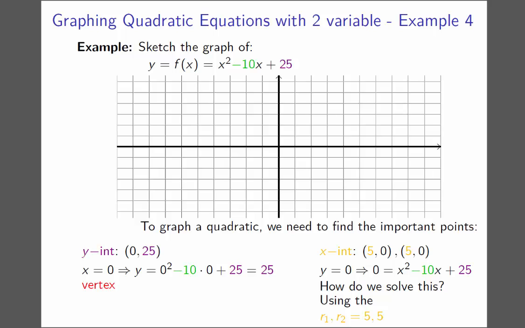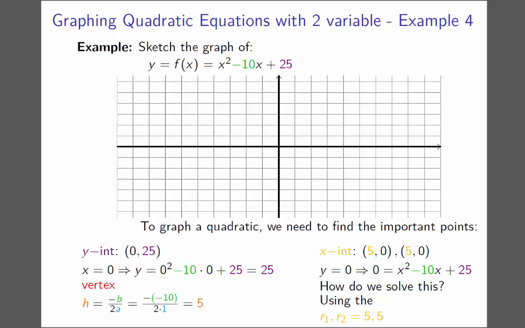How about the vertex? For the vertex, we can start by finding the x value of the vertex, which we have been calling h, by using our formula h equals negative b over 2a, which is negative 10 over 2 times 1, which is 10 over 2, or 5. So the x value of the vertex is h equals 5.